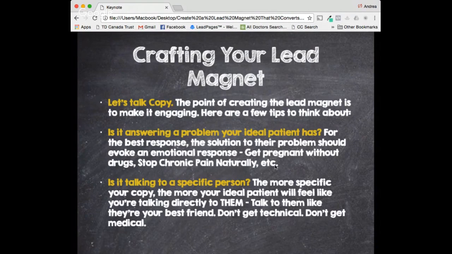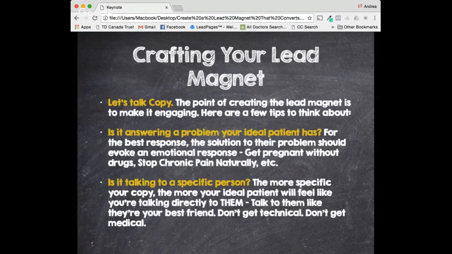And the other thing is, is your lead magnet actually answering a problem that your patient has? So coming back to how to eat gluten-free in 7 days. This is a big problem that a lot of patients have. They know that they should be avoiding these foods, and then they have no idea what gluten is, what foods have gluten in them, or where they can go shopping. They're completely lost as to how to do it.